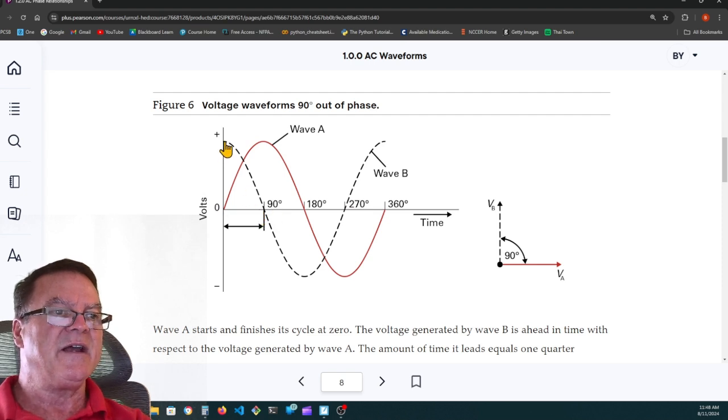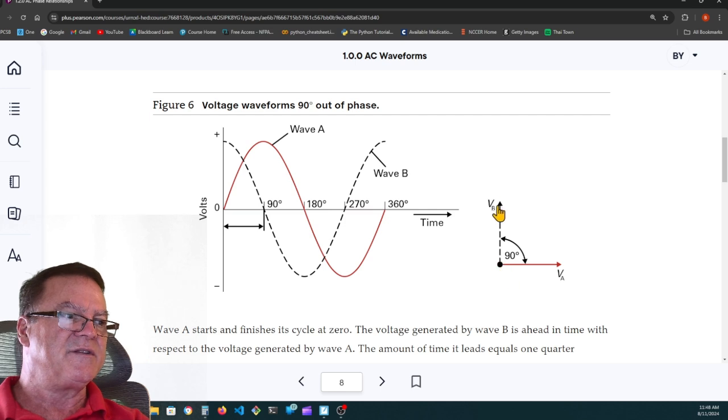B is peak, and then 90 degrees later, A is peak. And B is happening before A. Time is flowing from left to right on the x-axis. So B is 90 degrees leading A. The way we read this is it's 12 o'clock before it's 3 o'clock. So B is leading A.